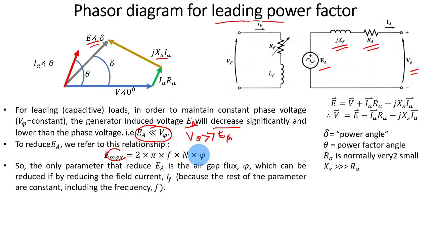And the only way you can reduce EA is by reducing the flux, by reducing the field current. And this situation is called under excitation. So basically, what we can explain here is that at leading power factor, the load, which has more leading, more capacitance, will try to push the voltage at the terminal, the phase voltage here, much higher than the EA. That's what it means.